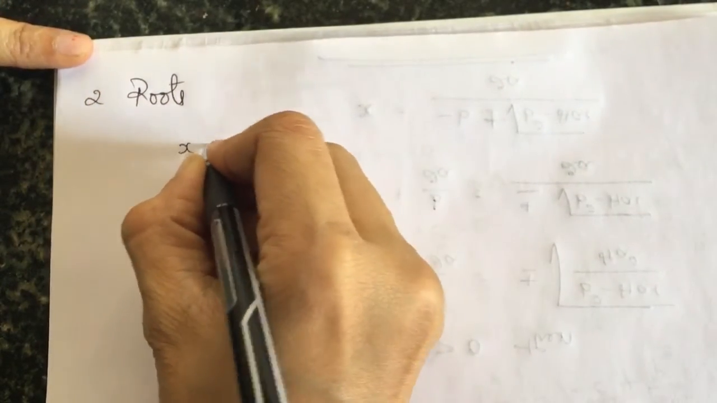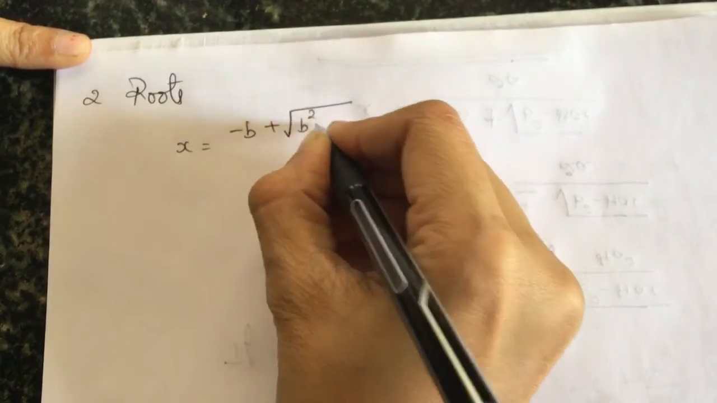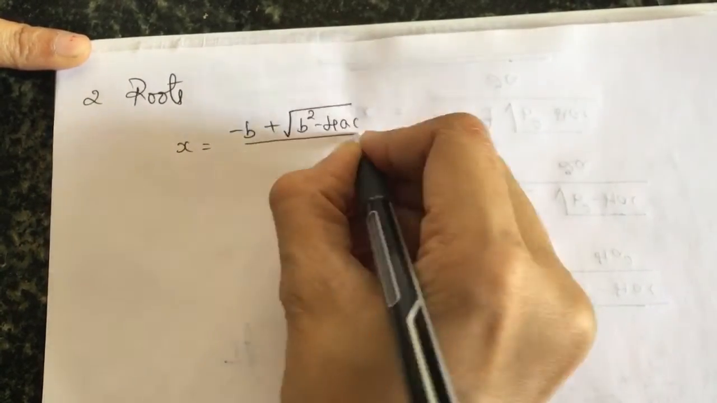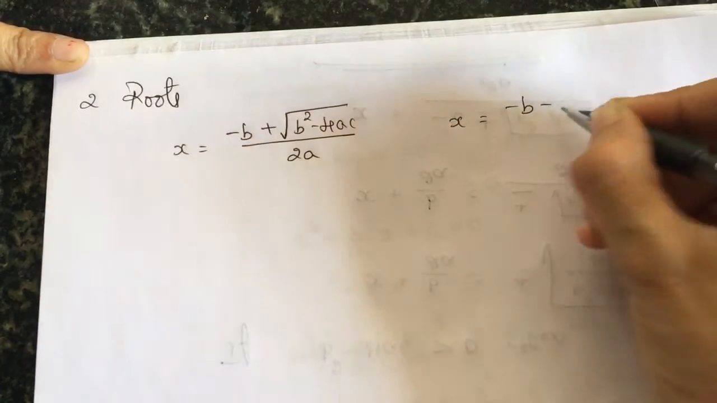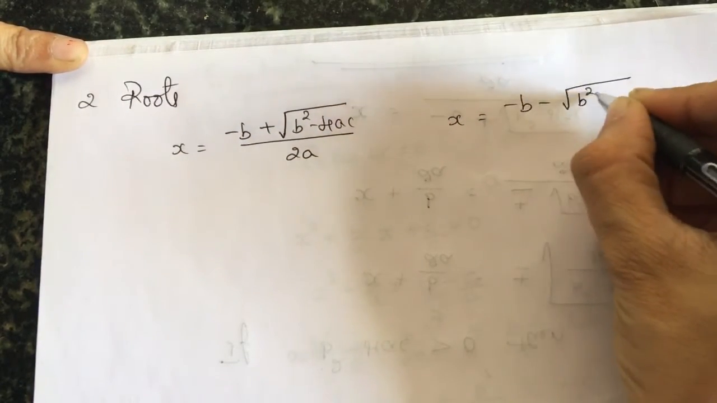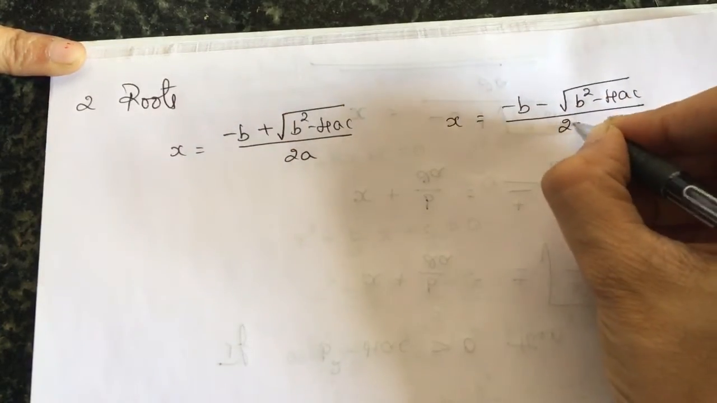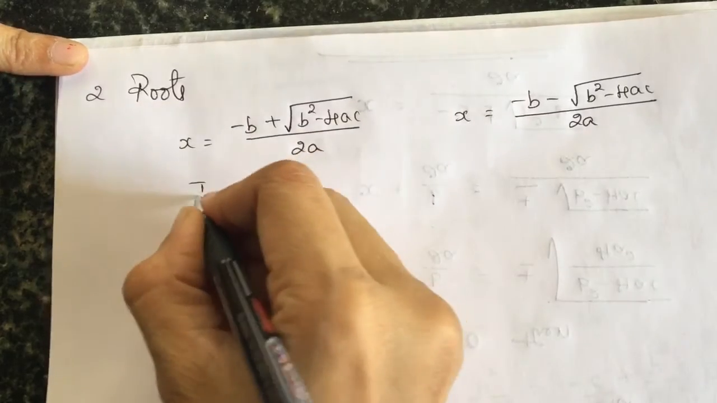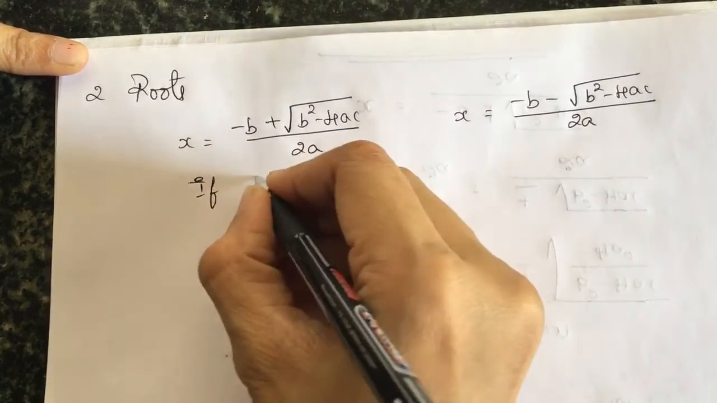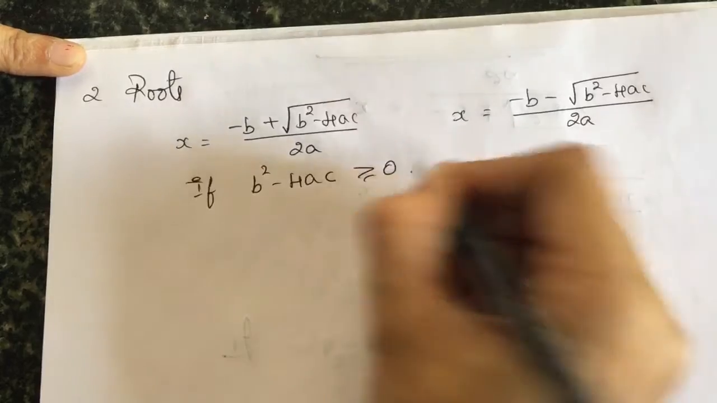One root is x equal to minus b plus root of b square minus 4ac by 2a. Another root is minus b minus root of b square minus 4ac by 2a. These are the two roots. This is if b square minus 4ac is greater than or equal to 0.